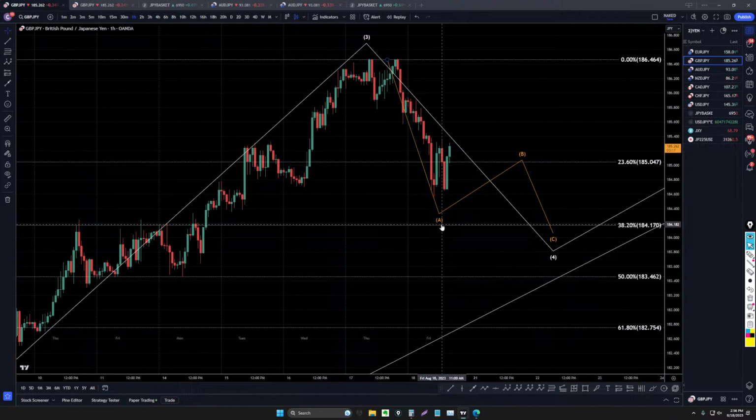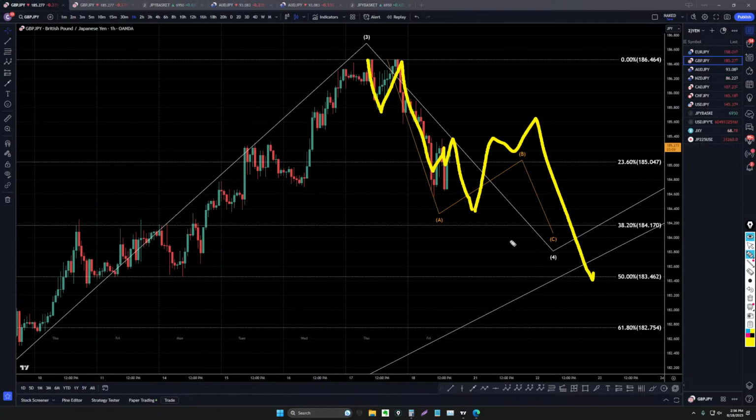Ooh, this one looks more convincing. No, that's a wave 4. Look at that. 1, 2, 3, 4. Down again for the 5. Then up for the B, and then down again.